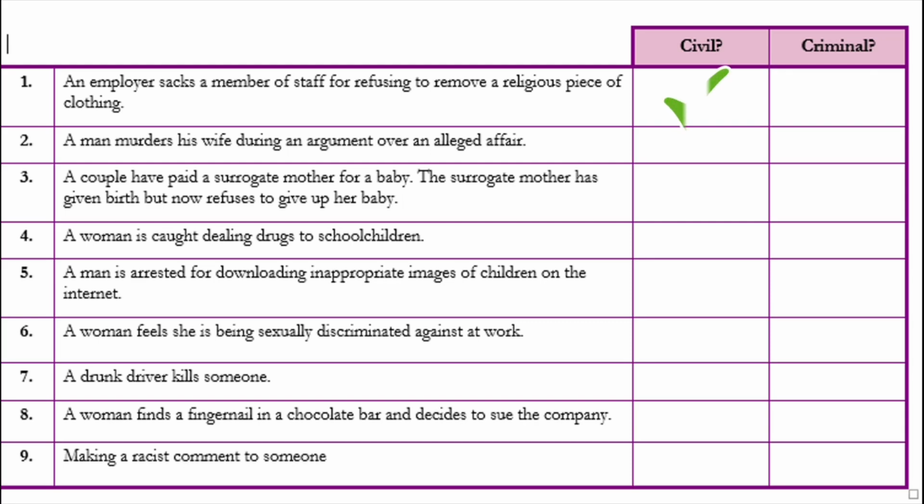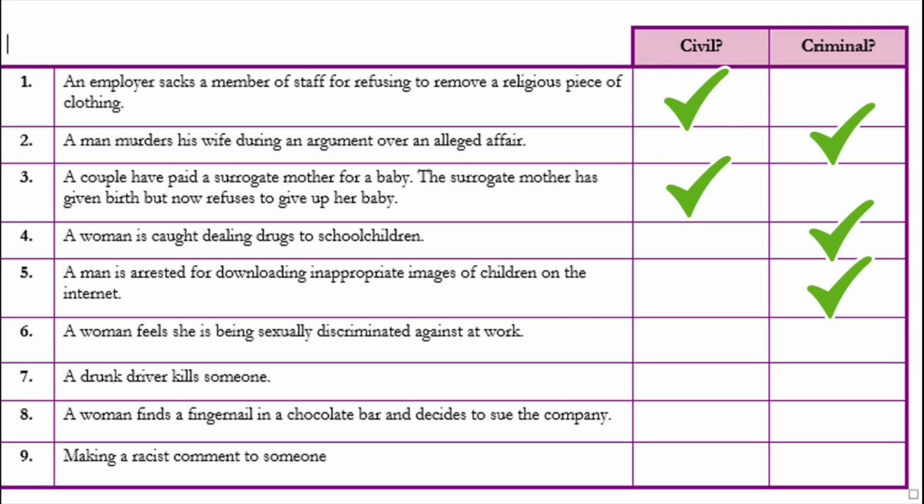Number 1 is a civil dispute. This is often the type of case that would end up at an employment tribunal. Number 2 is a criminal act. Murder constitutes a crime. Number 3 is a civil dispute. An issue like this may be resolved in a family court. Number 4 is a criminal offence. Possession or supply of drugs is a criminal offence. Number 5 is a criminal offence. Downloading inappropriate images of children is a crime.